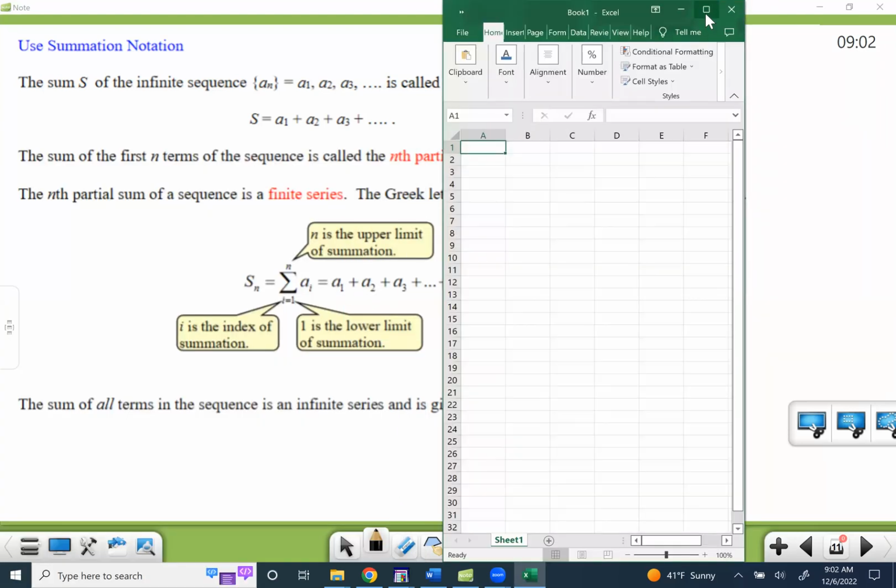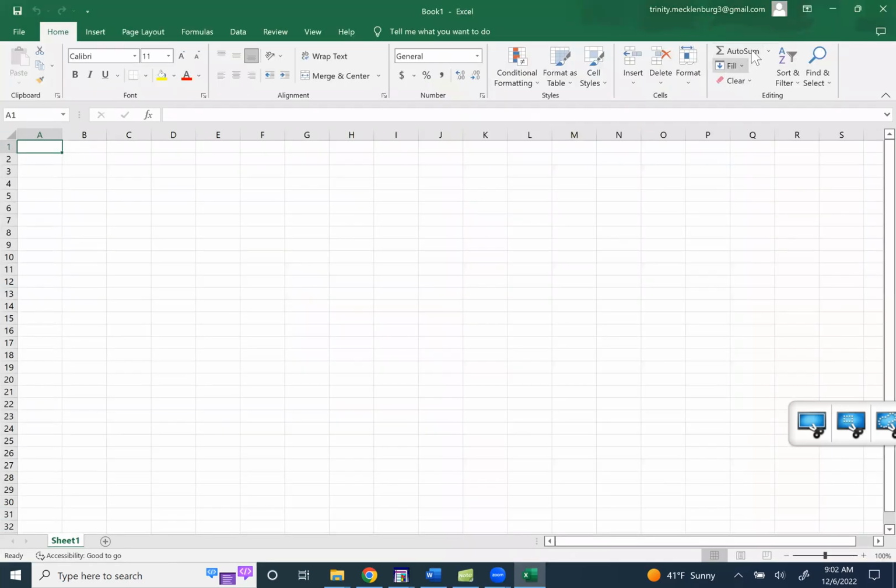Let's just do a blank workbook. Excel has the sigma right here, and notice it means sum. For example, if I were to type some numbers into these cells, highlight those cells, and then click on the sigma, guess what it's going to do? It's going to add them all up.